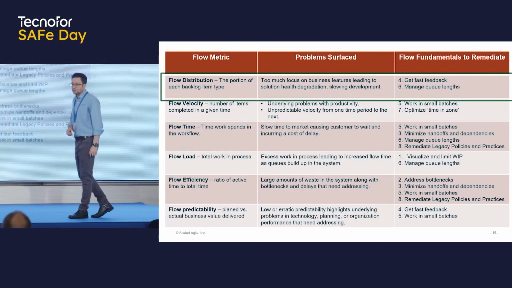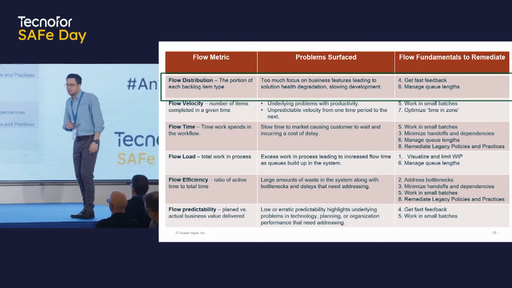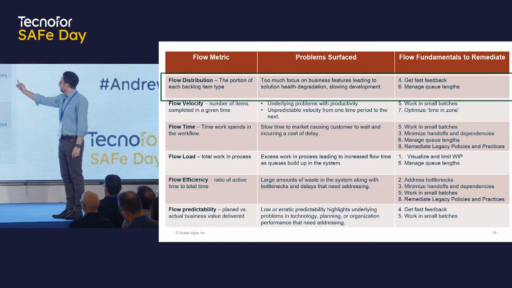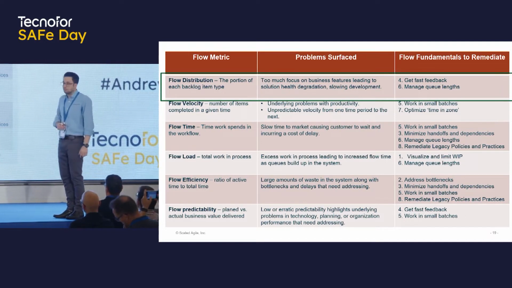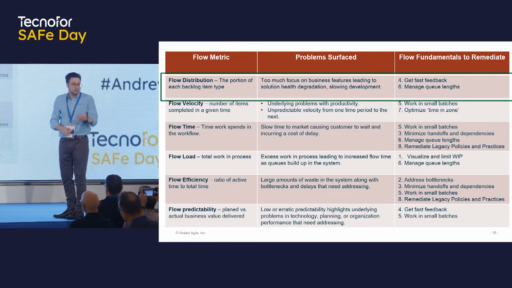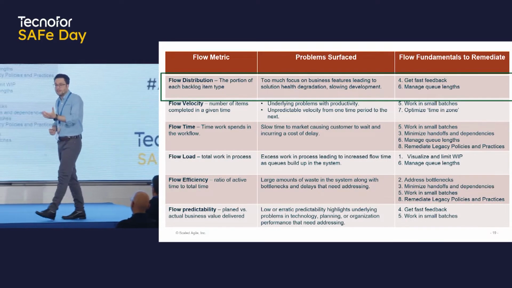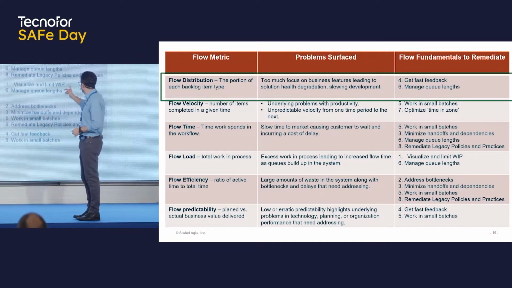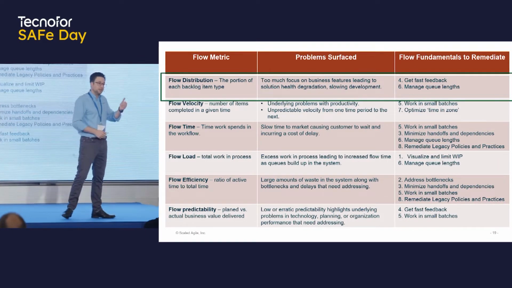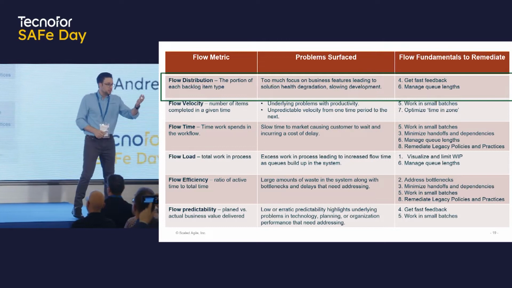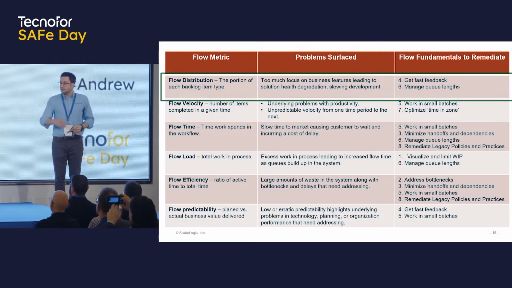How do we address this? And this is really what I want to show you today and what I'm excited about. Let's have a look at that. Flow distribution. The problem it surfaces is what I just described, either a degrading system in terms of health or reduced value to the customer. Well, which of the 8 flow fundamentals can we use to remediate that? Well, let's get feedback. Either technical feedback, is the system optimal? Customer feedback, are we delivering the right kind of value, enough of it, and soon enough?